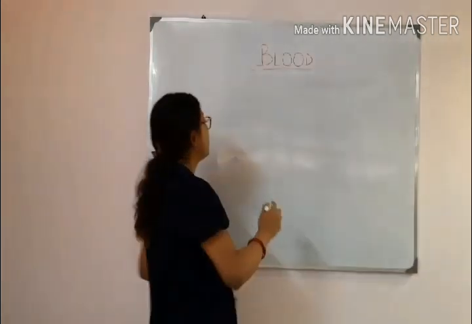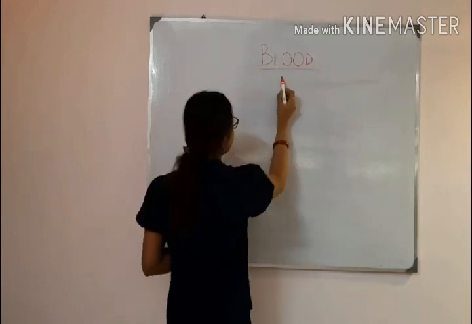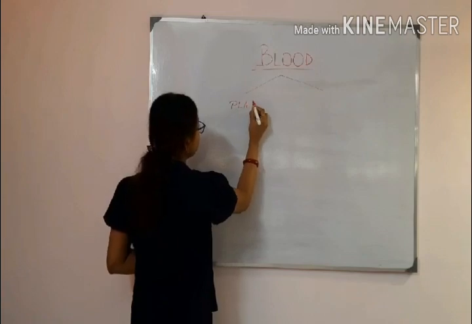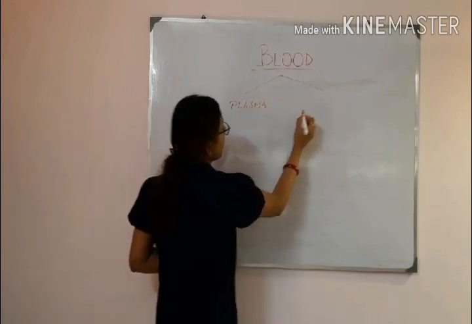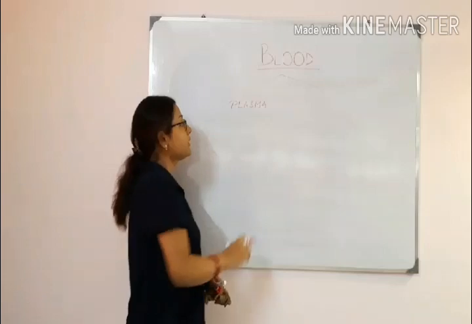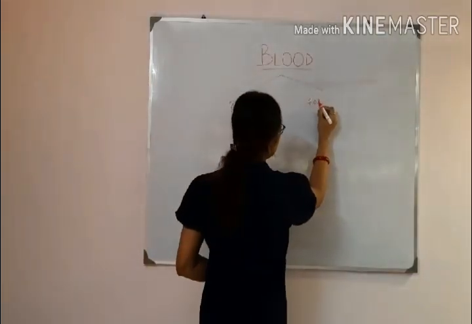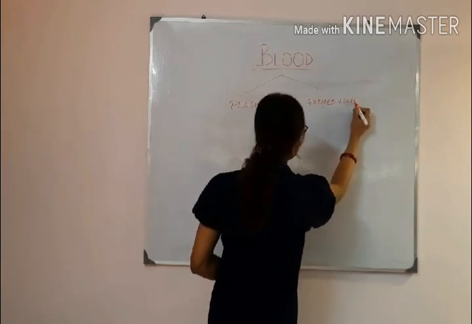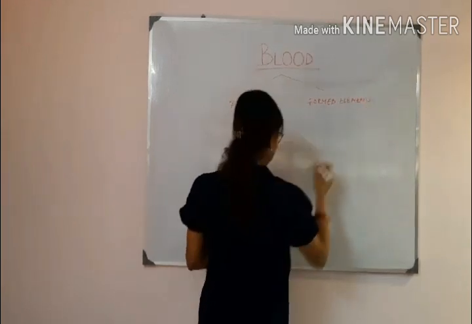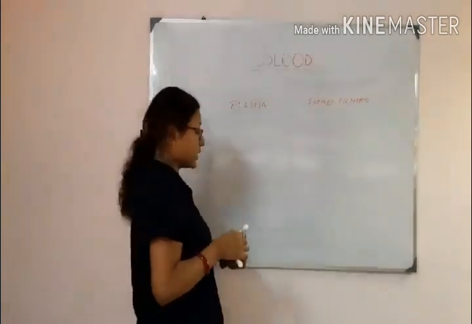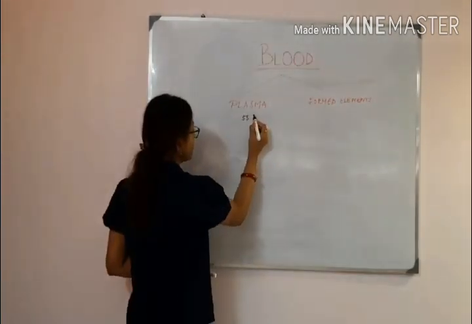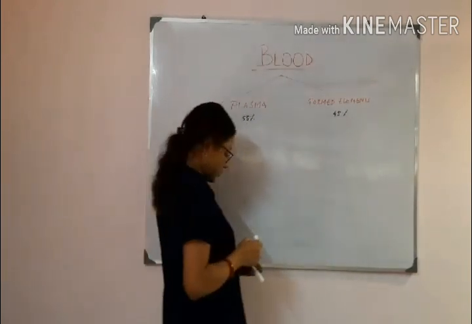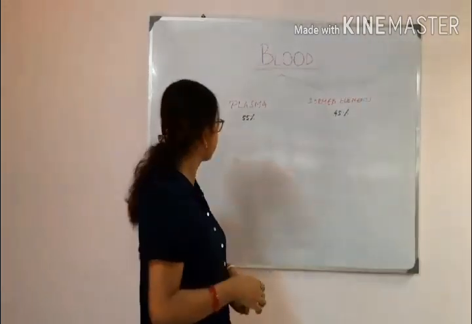Blood is mainly composed of two things, that is plasma. One is plasma, which is the liquid part, and formed elements, that is the cells. Plasma constitutes almost 55% and formed elements 45%. So we will now see plasma.